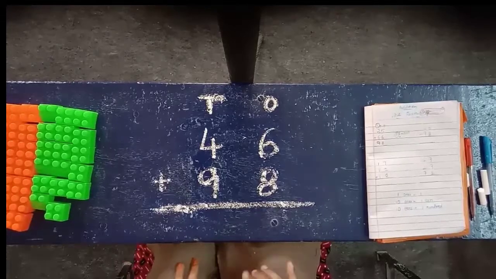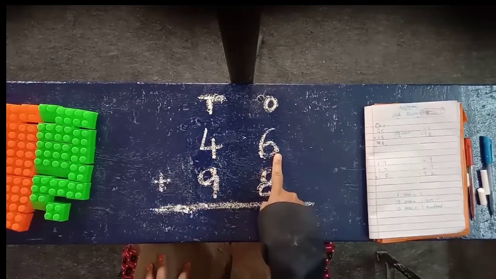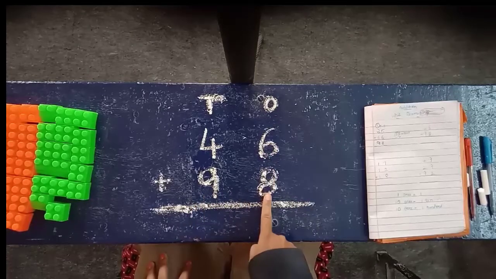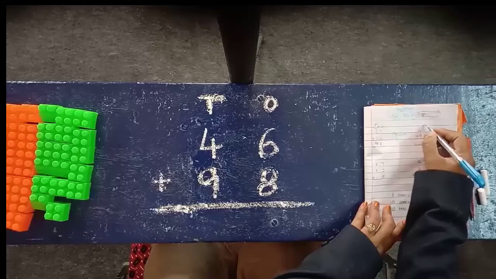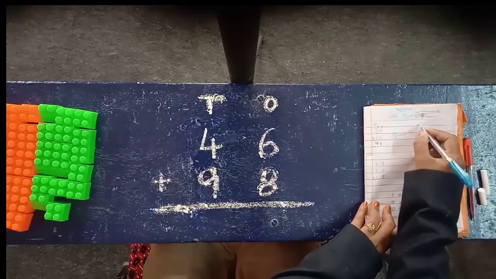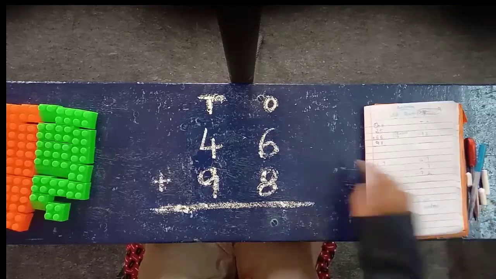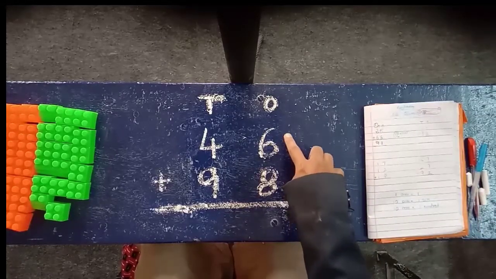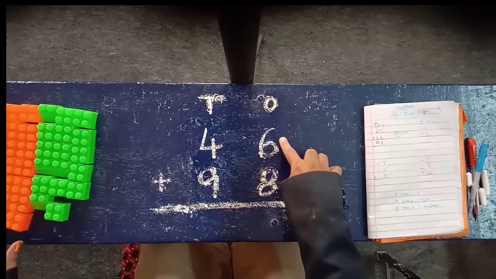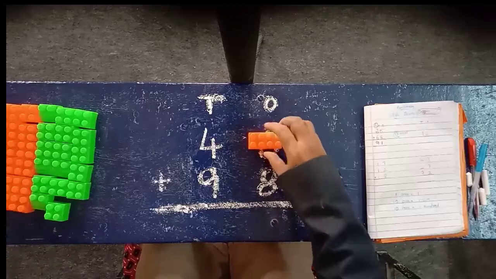Yes children. Next problem: 46 and 98. Here also you can see in the notebook, children, it is the ones and it is the tens. Let's use the blocks here. For the first number, 46, we need to arrange 6 blocks in the ones place. So let's take 6 orange boxes. 1, 2. Let me arrange.